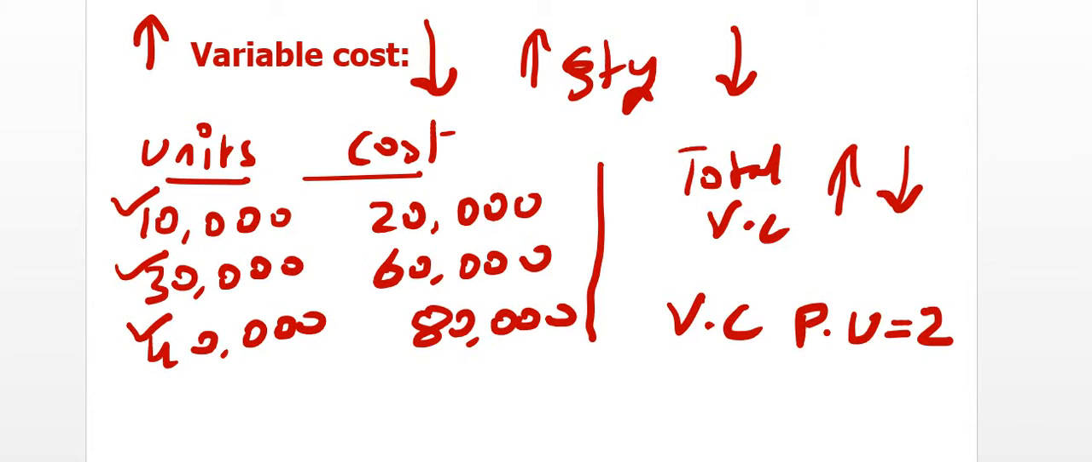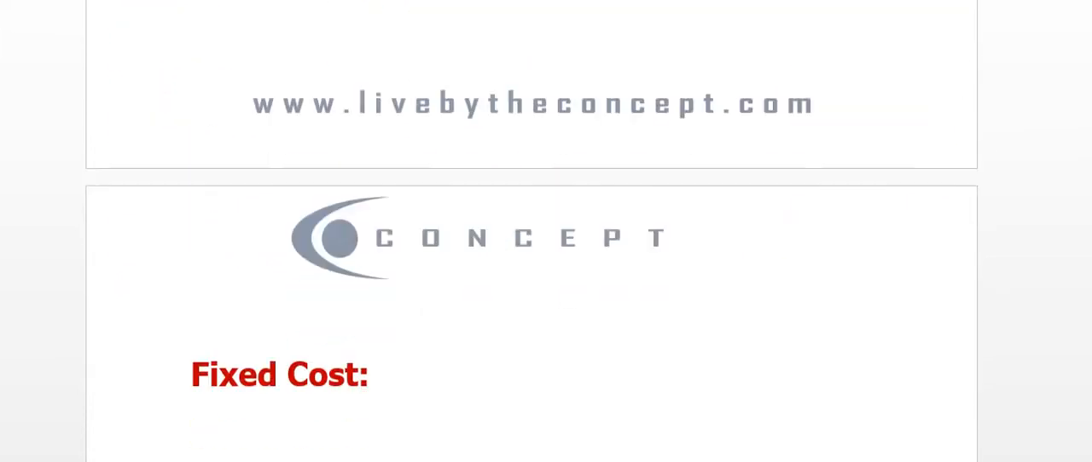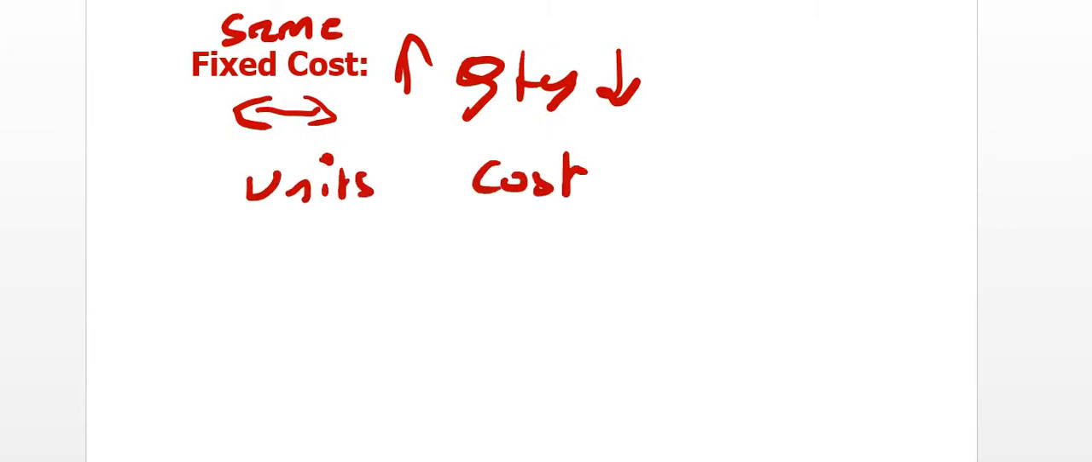Now let us just try to understand what is fixed cost. Fixed cost is the cost which is going to remain constant or which is going to remain same irrespective of level of activity which you have attained. That means whether I increase my quantity or decrease my quantity, my fixed cost will always remain same. Let us just try to understand this with an example. Let's say we are having units and we are having cost.